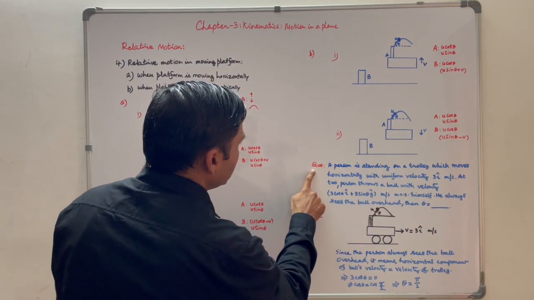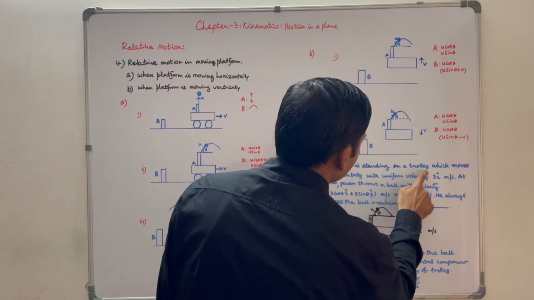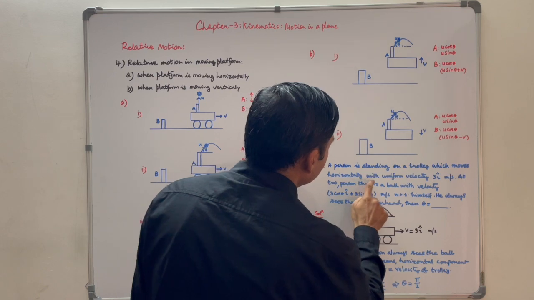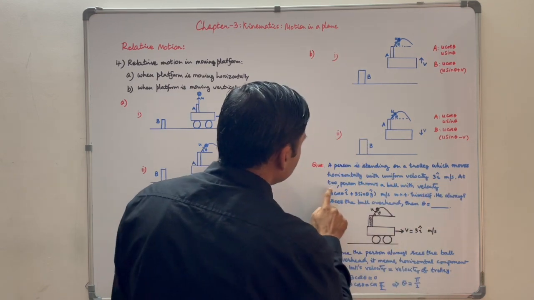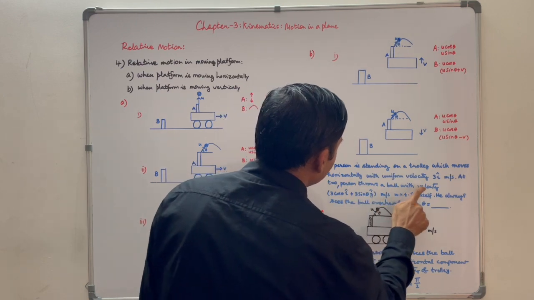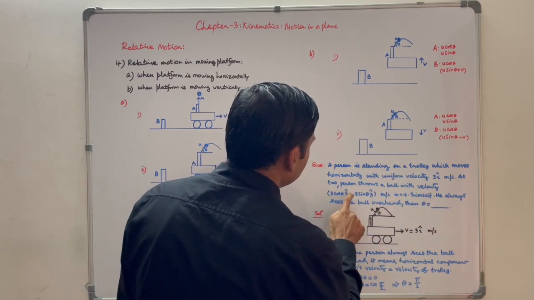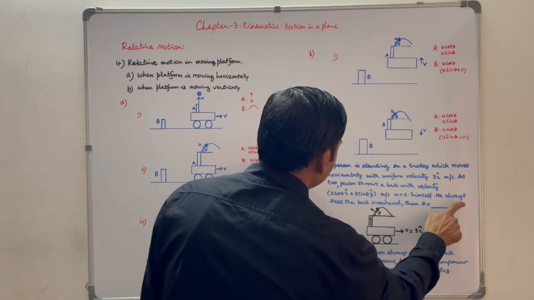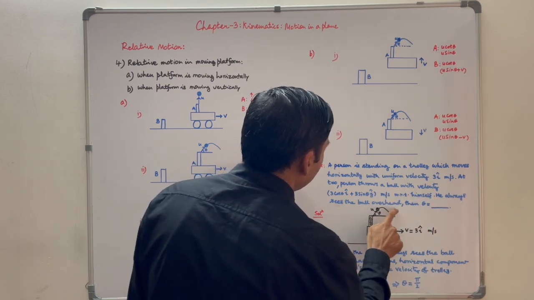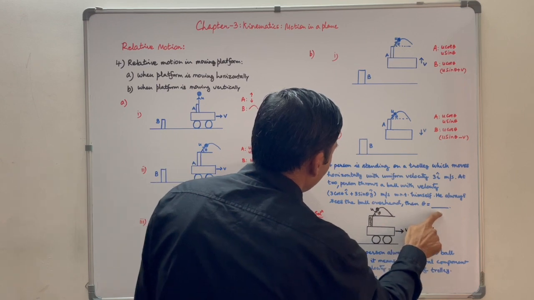Let us see this question. A person is standing on a trolley which moves horizontally with uniform velocity 3i meter per second. At t is equal to 0, person throws a ball with velocity 3 cos theta i plus 3 sin theta j meter per second with respect to himself. He always sees the ball overhead. Then theta is equal to what?